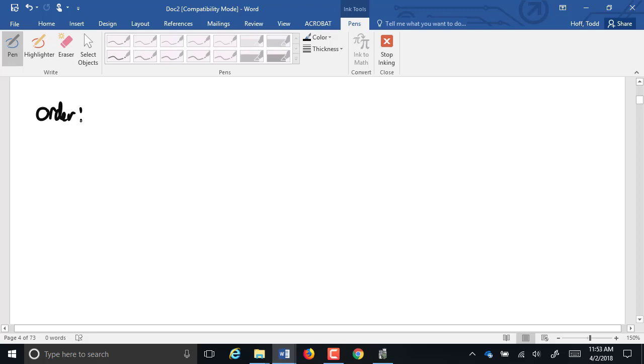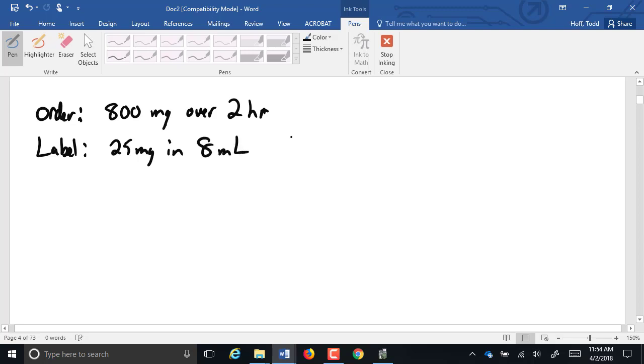We're going to give you an order to infuse, and we're going to go back to our standard units of milligrams here. Our order is going to be to infuse 800 milligrams over 2 hours. Looking at our label tells us that this is concentrated as 25 milligrams in 8 milliliters and a drop factor of 18 drops per milliliter.